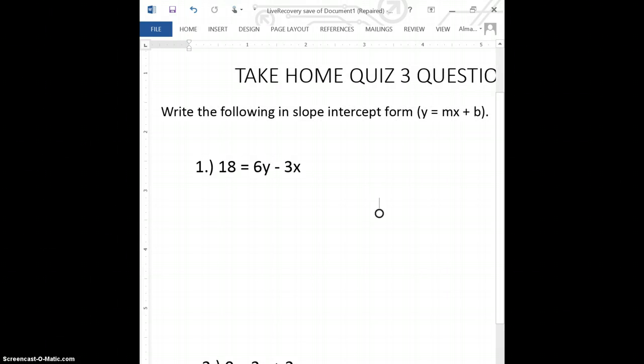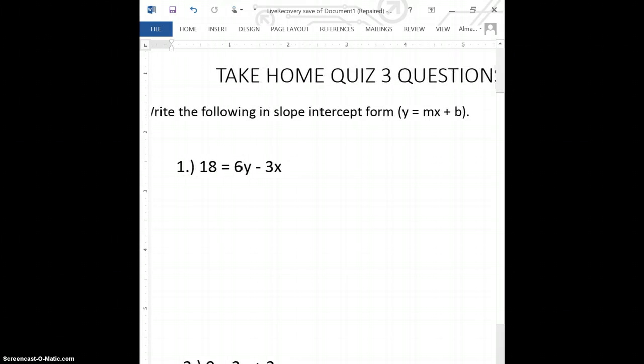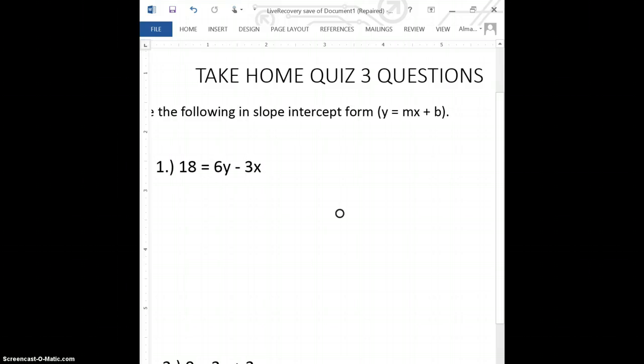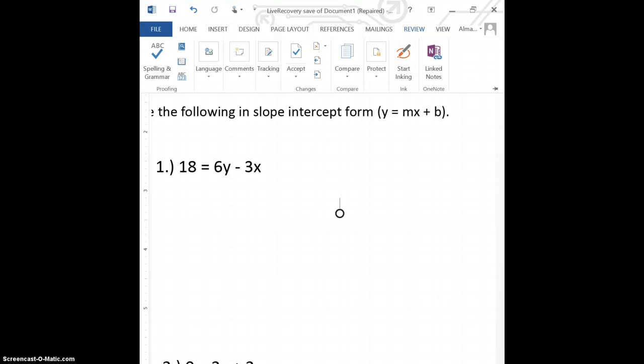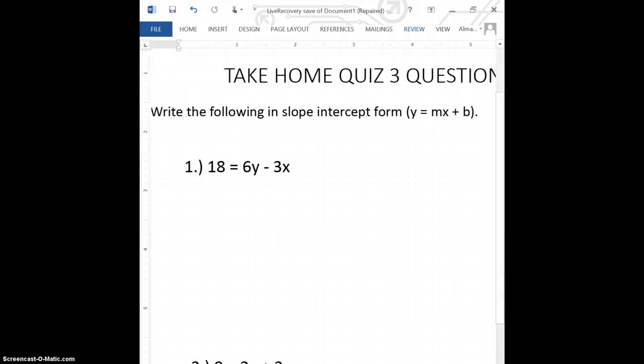Okay, so today I'm gonna go over the take-home quiz, which was only 3 questions. I'm gonna go over each one of the questions. So we're gonna start with question number 1.